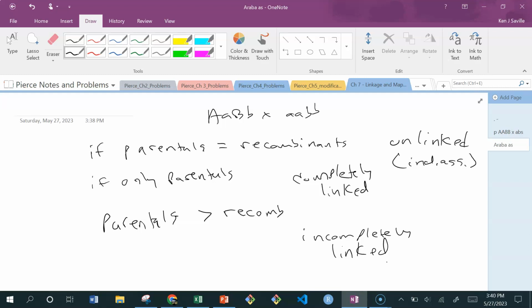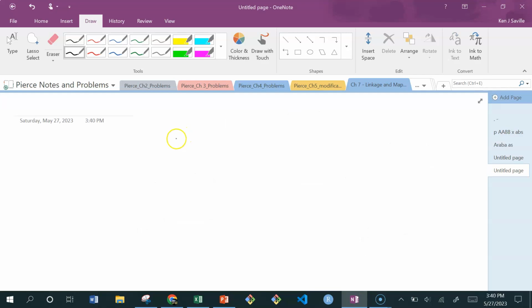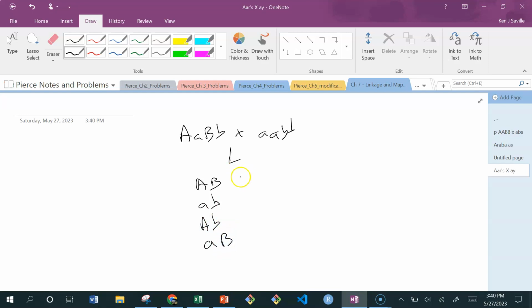So let's do a sort of abstract example. Let's say we do some kind of cross, and I'll rewrite it this way. Let's say we get 40% of these, 40% of these, 10% of these, and 10% of these. Which are the parentals, and which are the recombinants? The ones that are the most... oops, can't do it that way. Sorry.